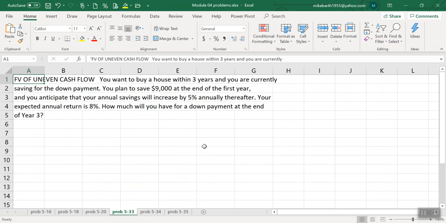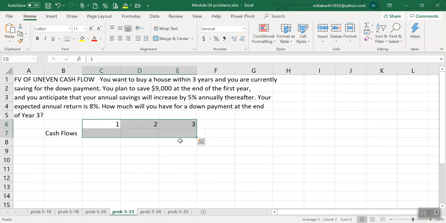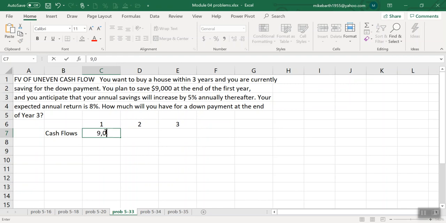The fastest way to do this with uneven cash flows is to take the present value and then take the future value of the present value. One way to do this is to put in a timeline. These are the cash flows, year 1, 2, 3. So you're going to save $9,000 after the first year.